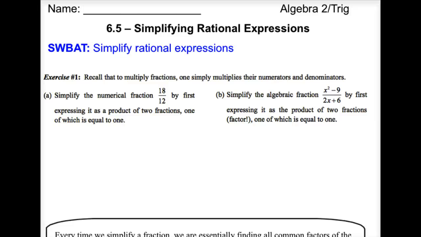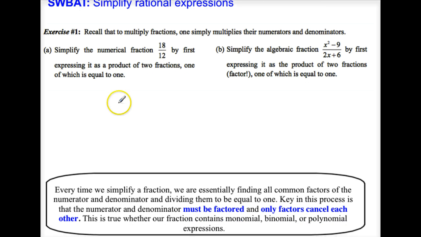You made it to halfway through Unit 6, 6.5, which is simplifying rational expressions. Our objective today is that students will be able to simplify rational expressions. So really quick, let's do some review.